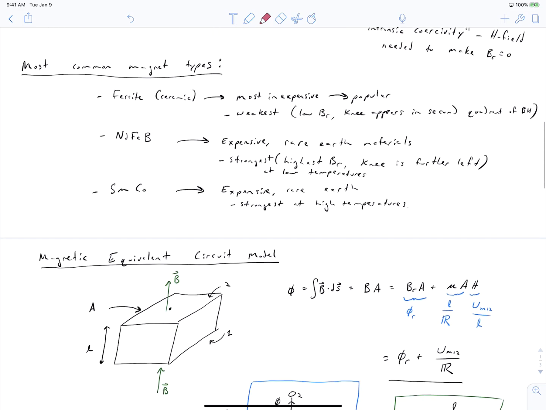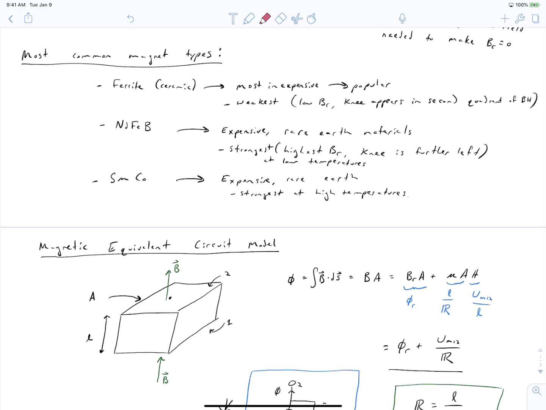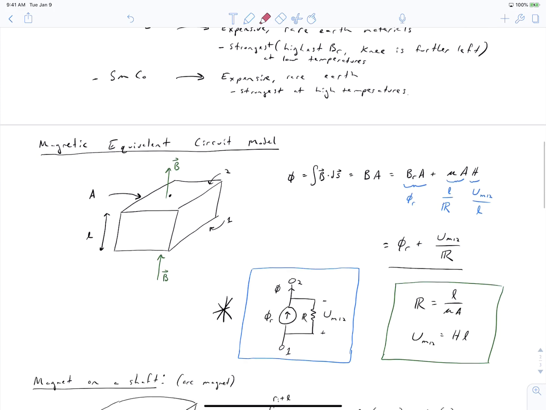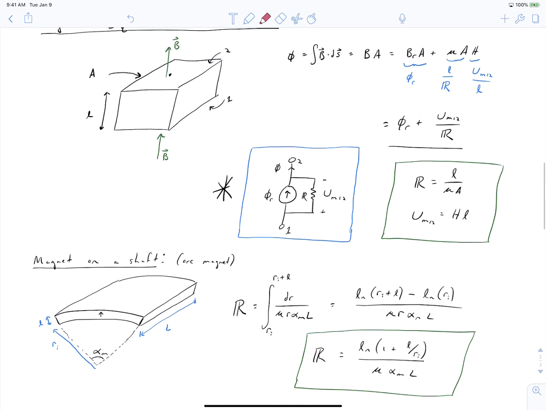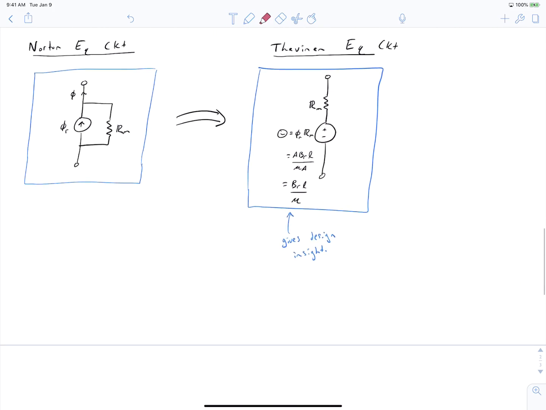We defined the most common magnet types as being ferrite, neodymium iron boron, and samarium cobalt. And we've introduced a magnetic equivalent circuit model for a permanent magnet. This magnetic equivalent circuit model is something that we'll be using to study the magnetic fields in our machine cross-sections.